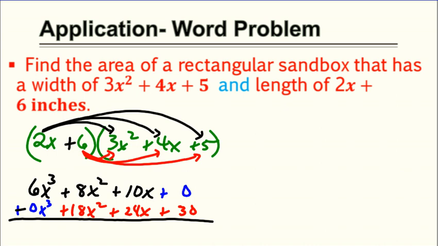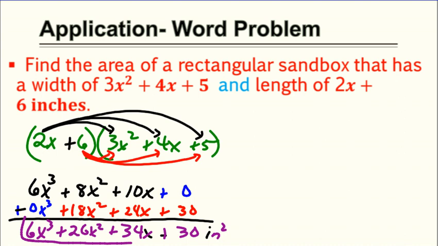Combine like terms now. So this is 6x cubed. This is 26x squared. This would be 34x. And this is plus 30. This is all inches squared. And that would be our area of the sandbox. So that is our lesson today on multiplying polynomials.